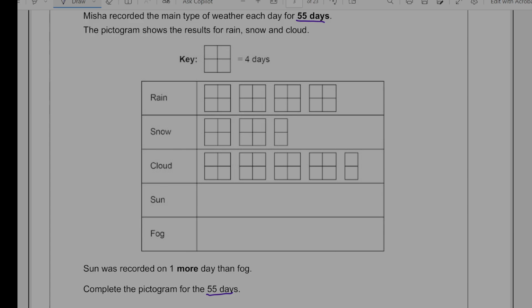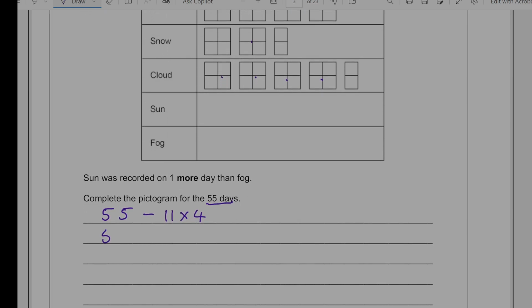Right, so I'm going to count up my pictures so far. So I've got 1, 2, 3, 4, 5, 6, 7, 8, 9, 10, and 2 halves would make 11. So I've got 11 pictures so far, and each picture represents 4 days. So what I actually want to do is 55 take away this, so that's going to be 55 take away 44, which is going to give me 11 to show. So that's going to be 11 to show between these two.